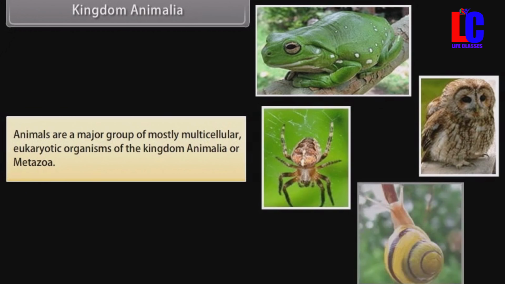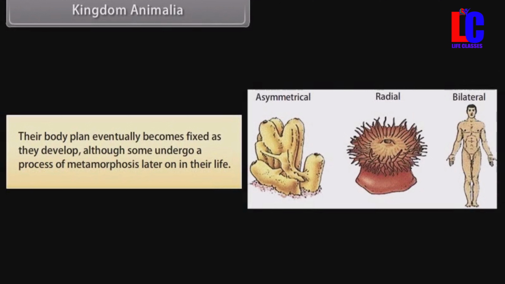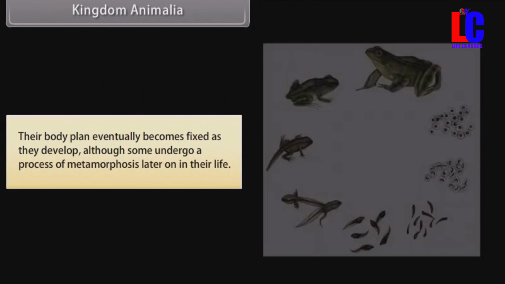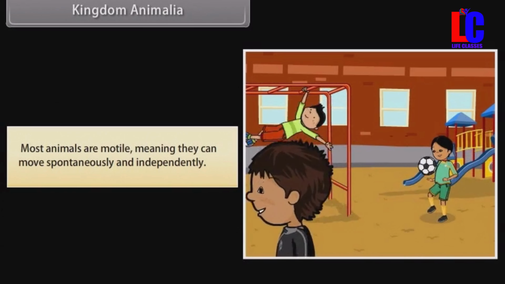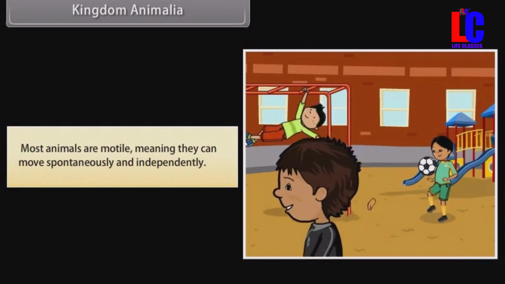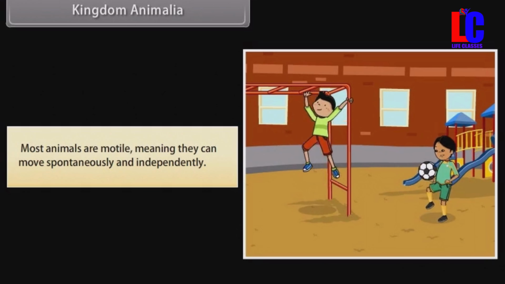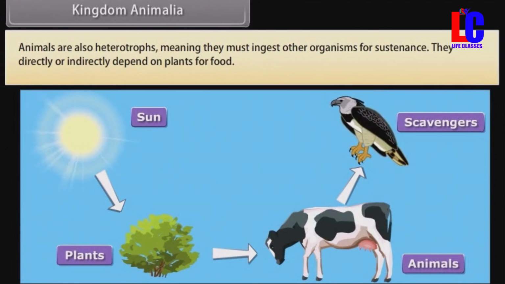Kingdom Animalia. Animals are a major group of mostly multicellular eukaryotic organisms of the kingdom Animalia or Metazoa. Their body plan eventually becomes fixed as they develop, although some undergo a process of metamorphosis later on in their life. Most animals are motile, meaning they can move spontaneously and independently. Animals are also heterotrophs, meaning they must ingest other organisms for sustenance.